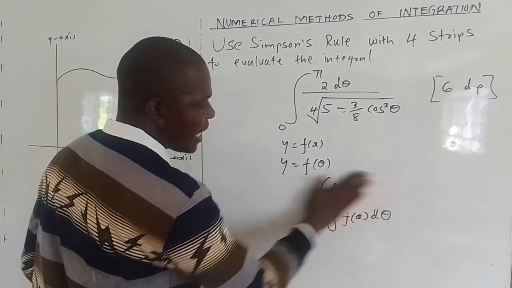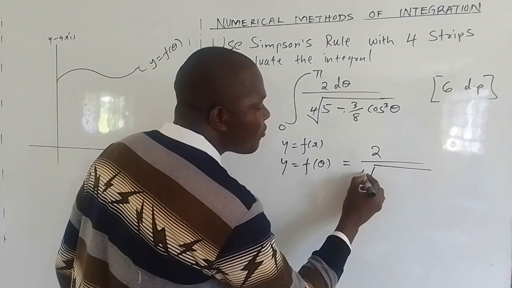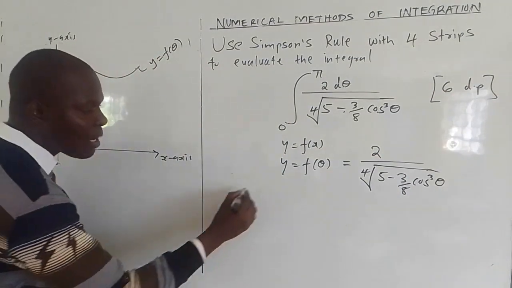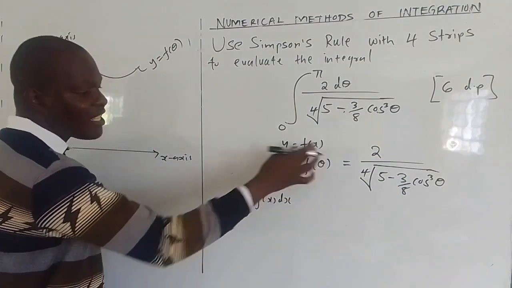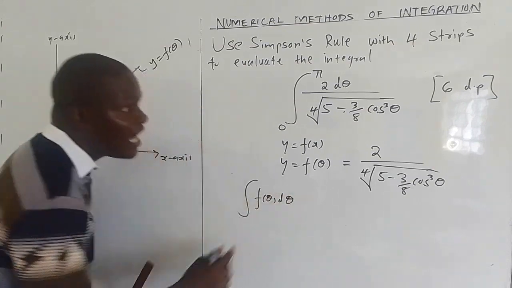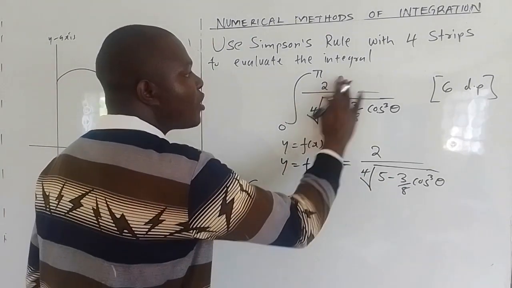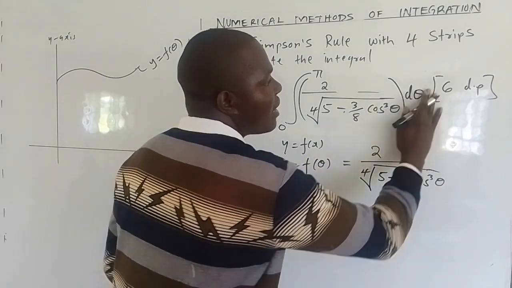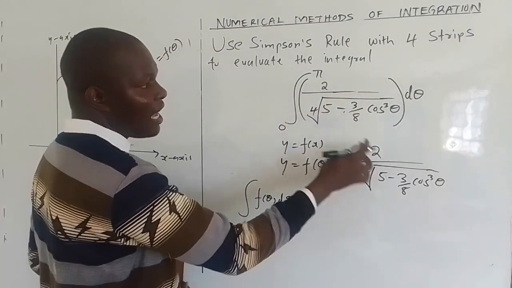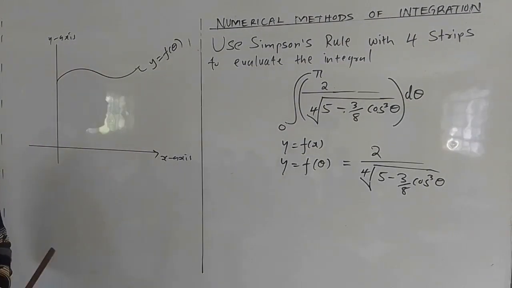So what is the function of theta here, if y is the function of theta? It means the function of theta is 2 over the 4th root of 5 minus 3 over 8 cos cubed theta. Because you are supposed to integrate f of x dx if y is a function of x, but instead y is a function of theta, meaning we are integrating f of theta d theta. Meaning this 2 over this, the whole of it is f of theta. Are you seeing that? Are we together? If you remove the d theta there, the whole of this is the function of theta: 2 over the 4th root of 5 minus 3 over 8 cos cubed theta. Are we together? That is the function of theta.